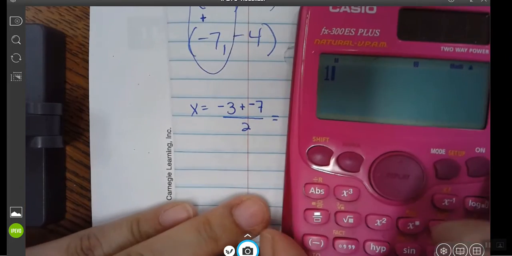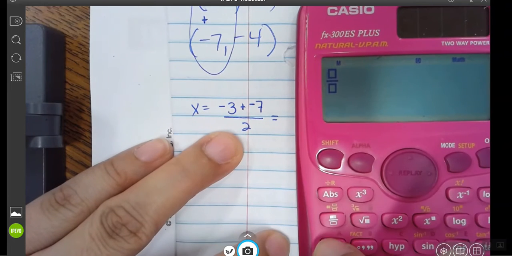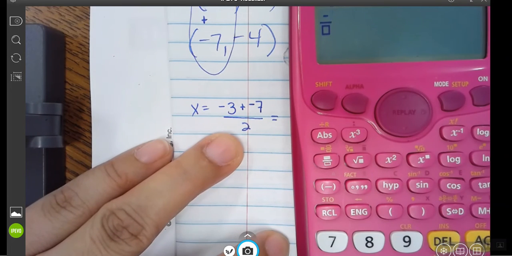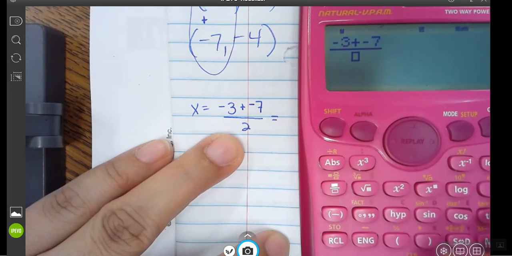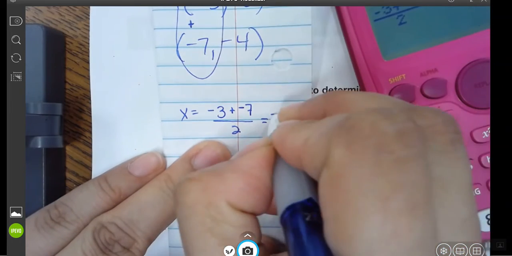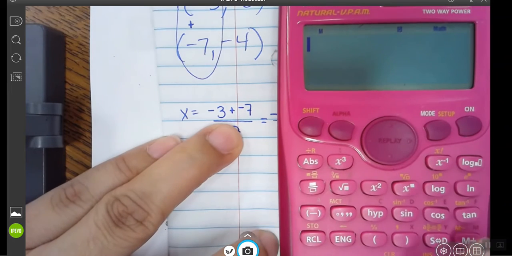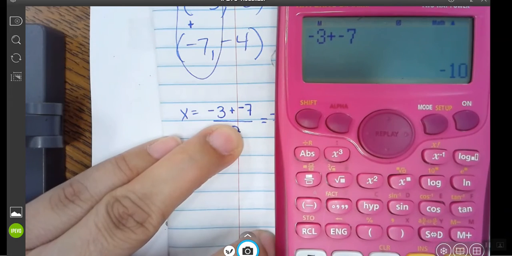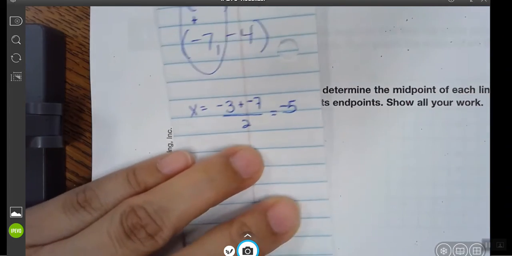So in the calculator, if you have one that does the fraction bar, it's rather easy. So you do the negative sign, 3 plus a -7. So you see? And then we divide by 2, we get -5. If you have a funky calculator, right, then you do the numerator first. So you do -3 plus -7, you hit the equal sign, right? And then you do divide by 2. And then that's how you get your -5.